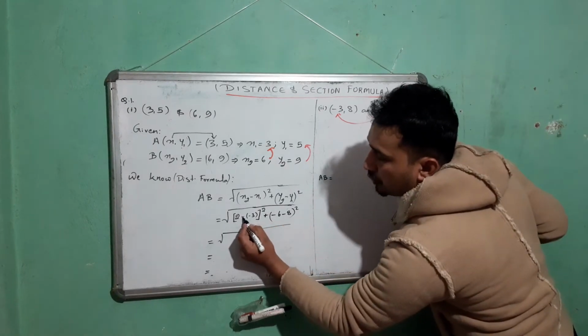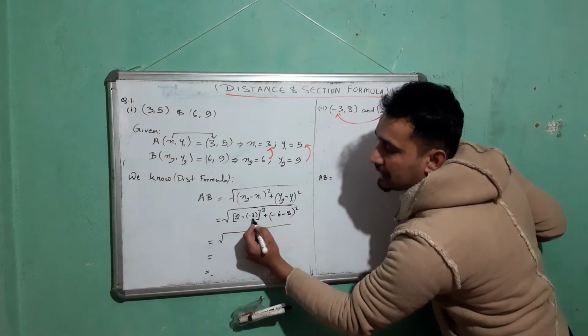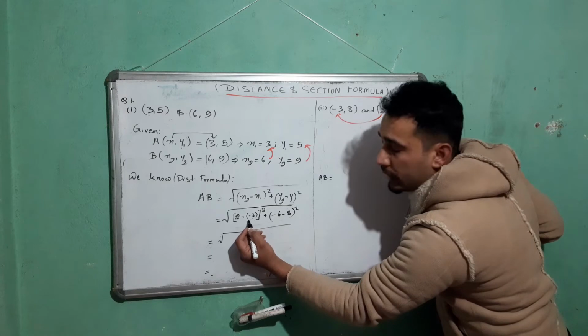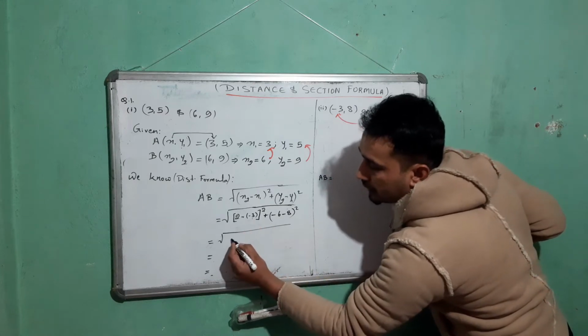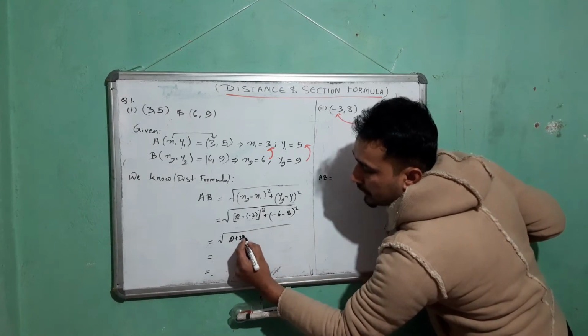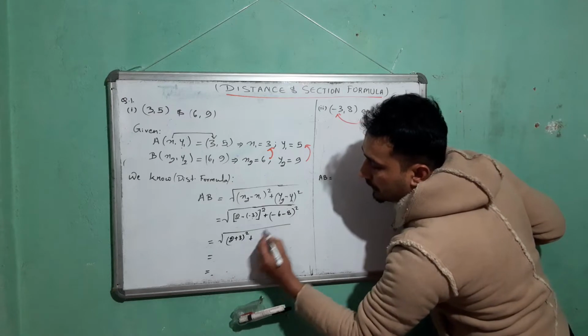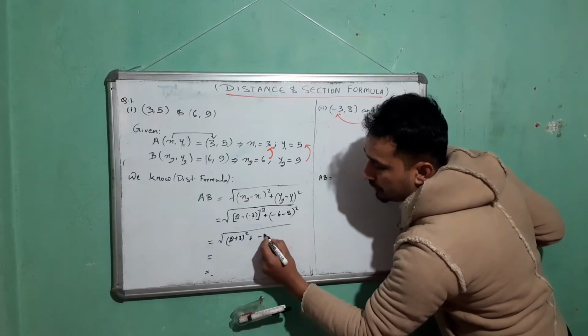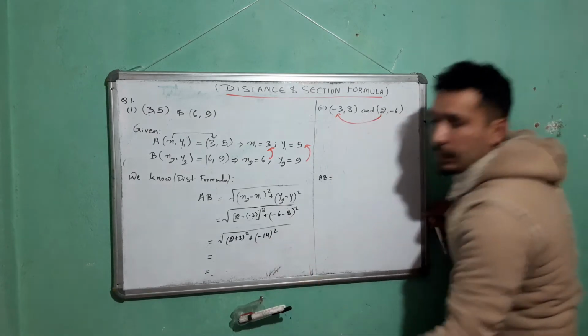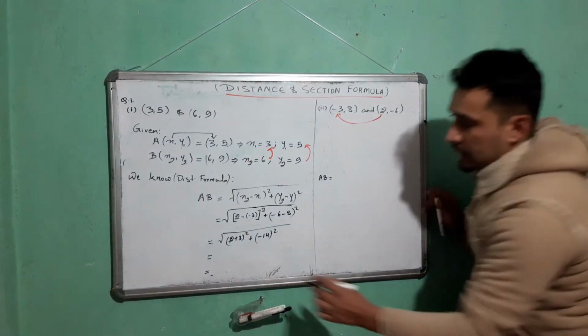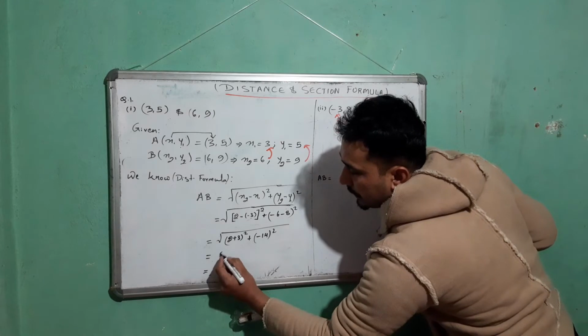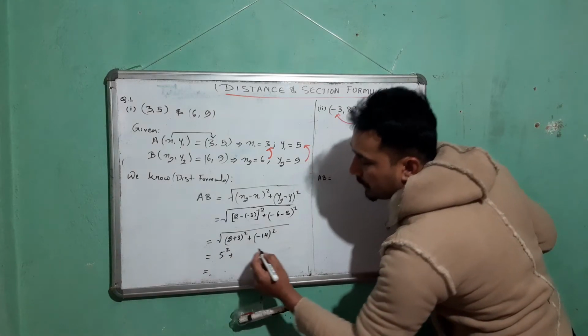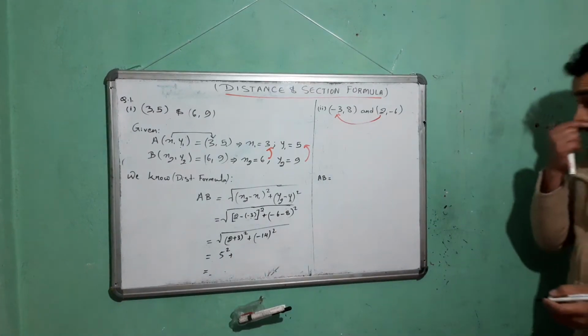So 2 plus 3. 2 plus 3 is how much? 2 plus 3 is 5. So 5 square. Okay, (2 plus 3) square plus (minus 6 minus 8) will be, you have to add minus 6 minus 6, minus 12, minus 14 square. Okay, 2 plus 3 is 5 square plus minus 14 square is how much? 196.